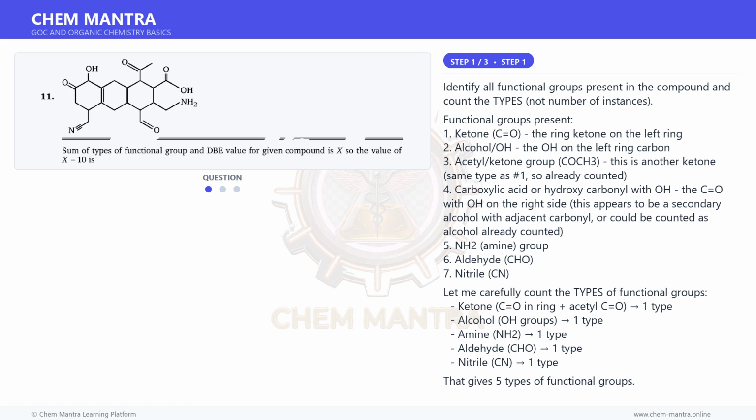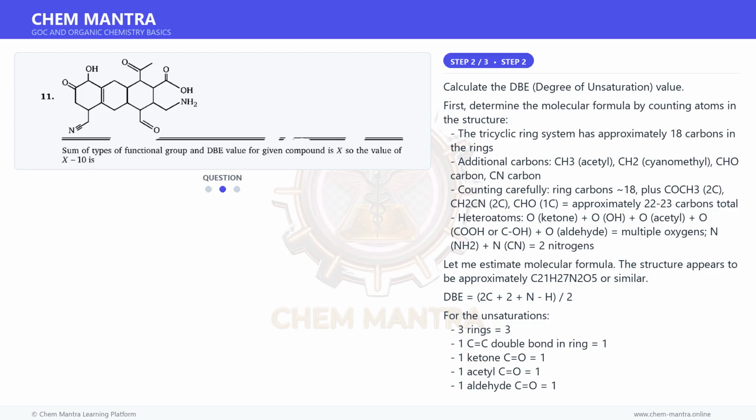Let me carefully count the types of functional groups. Ketone, C=O in ring plus acetyl C=O, 1 type. Alcohol, OH groups, 1 type. Amine, NH2, 1 type. Aldehyde, CHO, 1 type. Nitrile, CN, 1 type. That gives 5 types of functional groups. Moving on to the next step.